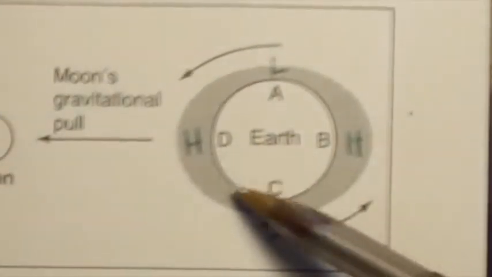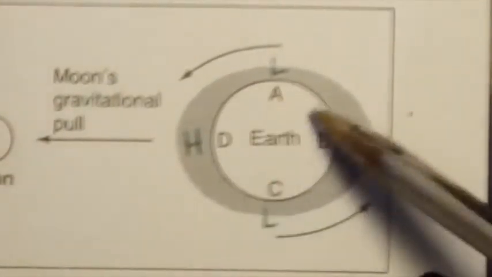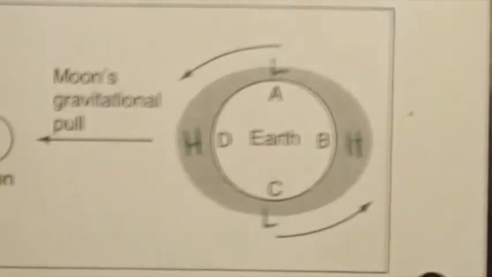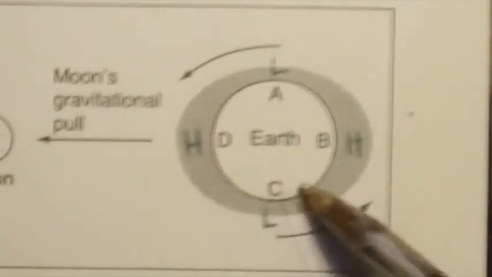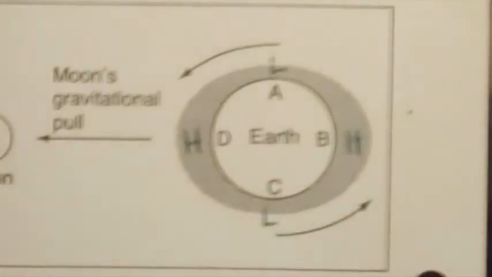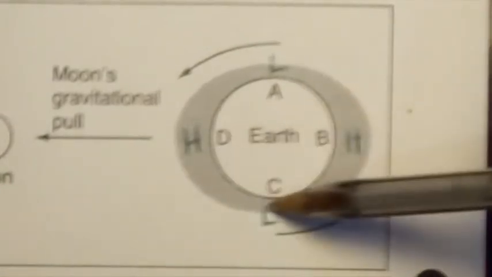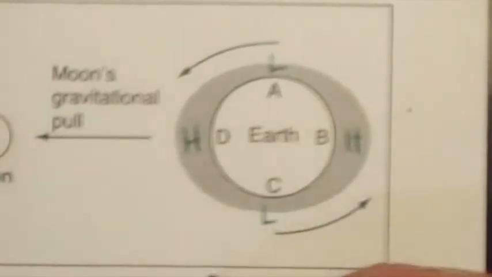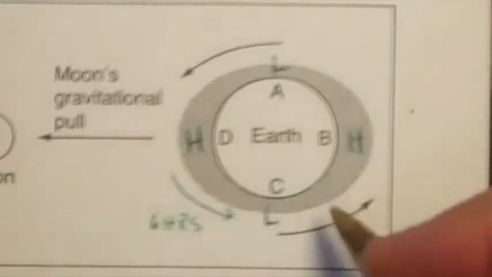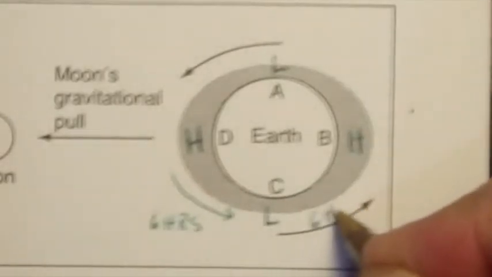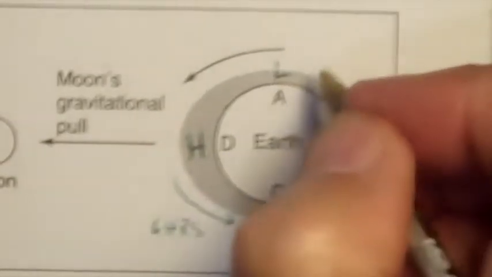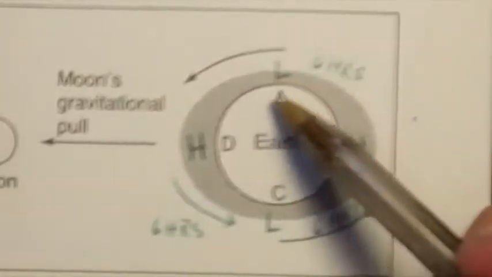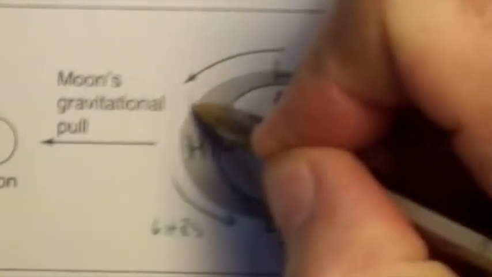Since it takes 24 hours for the Earth to go around one full time, that would mean during the course of 24 hours they would experience 2 high tides and 2 low tides. The difference in time between the high and the low tide would be about 6 hours. Between this low tide and this high tide would be another 6 hours. Between this high tide and this low tide would be another 6 hours. And between this low tide and this high tide would be another 6 hours.